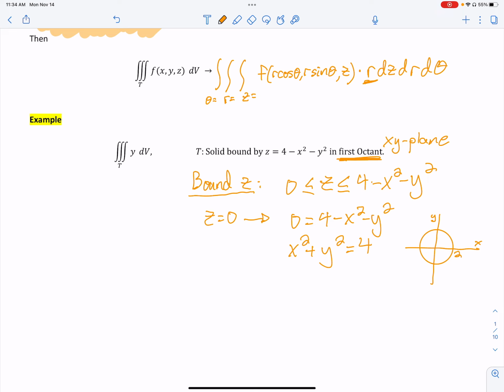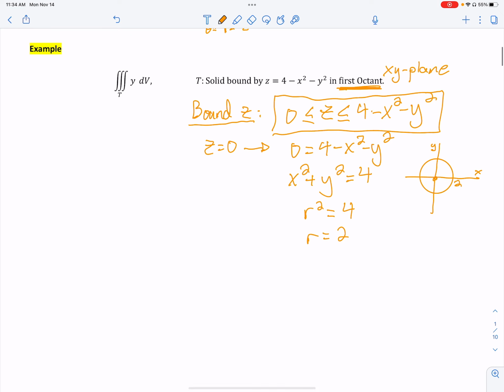This allows us to take a look at a couple things. Now we're not going to have x or y, but we're going to have r. Well, I know that r squared is equal to x squared plus y squared, which means r is equal to 2. So I actually have my bounds too. If I start here in the middle and go out, I know that r is bounded between 0 and 2. And then taking a look at our circle, remember it says first octant, so we're actually trapped for theta. Take a look at our xy, we are trapped in here. So that's between 0 and pi over 2.